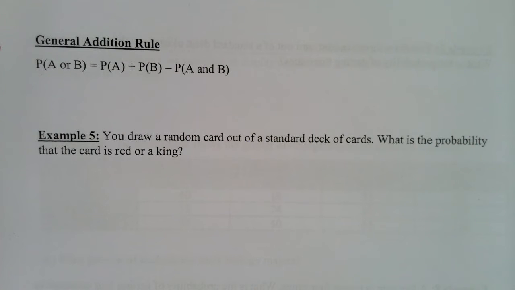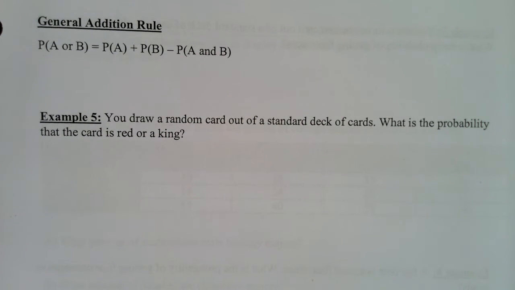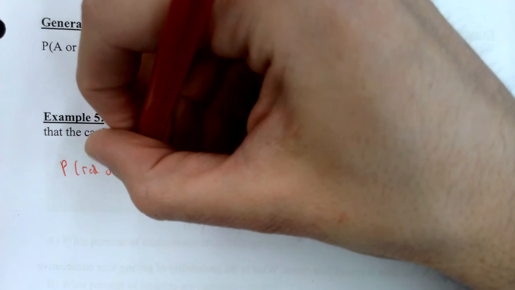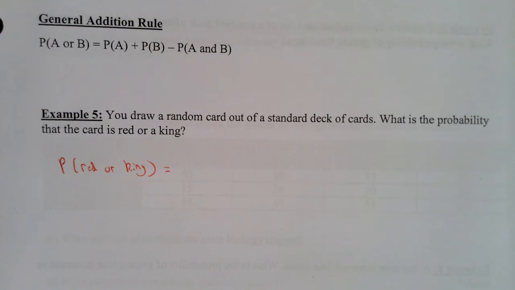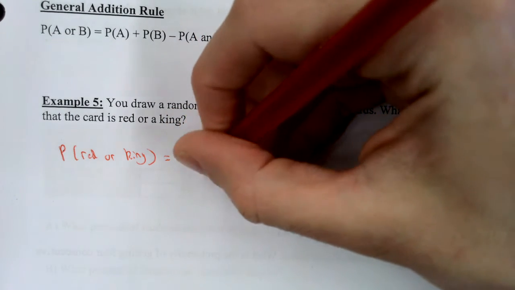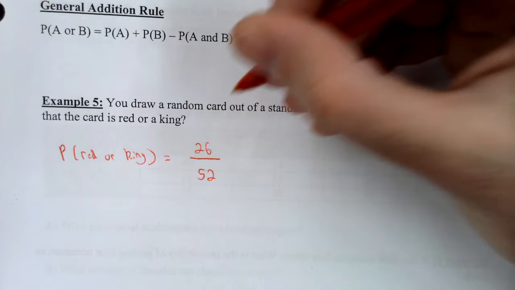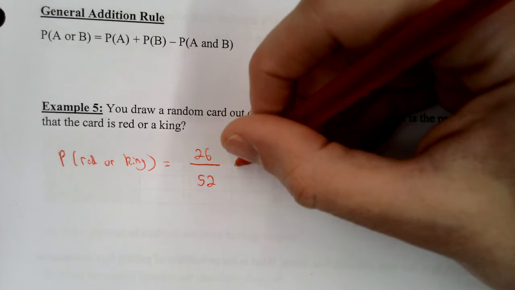Okay, so example 5. You draw a random card out of a standard deck of cards. What is the probability that the card is red or a king? So here's how we're going to do it. The probability that it's red or king equals. First, we're going to do the probability that it's red. So there's 52 cards in a deck of cards, and 26 of them are red. There's 26 red cards, and there's 26 black cards. And then let's do the probability of a king.